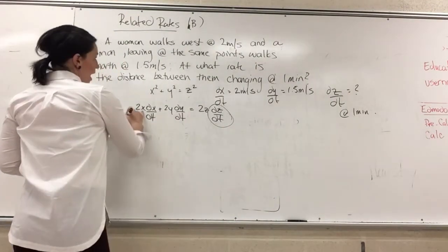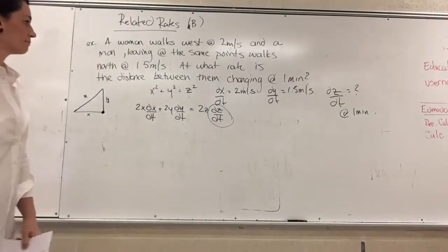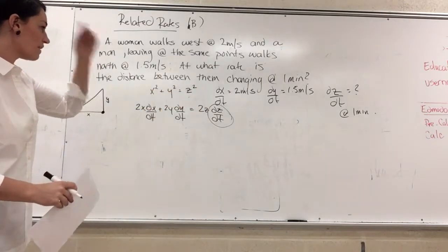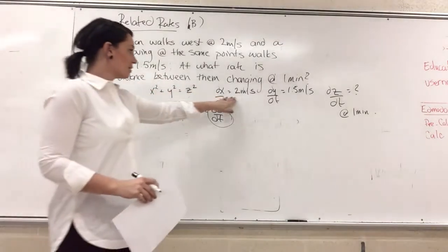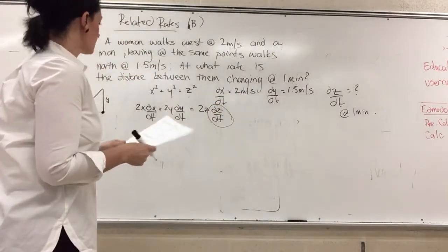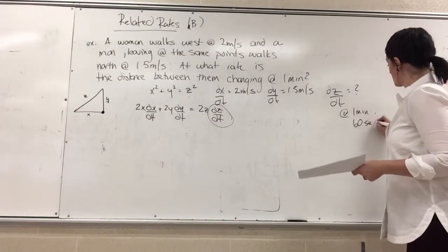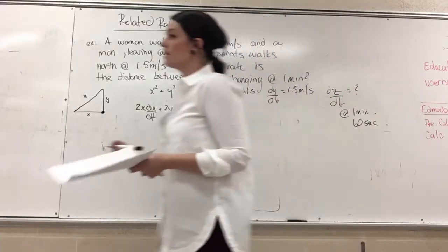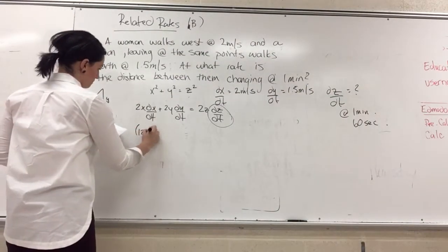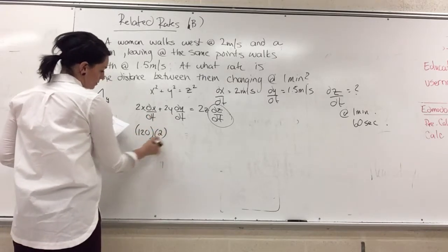Okay, so x. What's x? I don't have x, but I have time. They've been walking for 1 minute, and she goes at 2 meters per second. So she's been going for 60 seconds. If she goes 2 meters per second for 60 seconds, she is at 120 meters. Okay, and then dx/dt is 2.